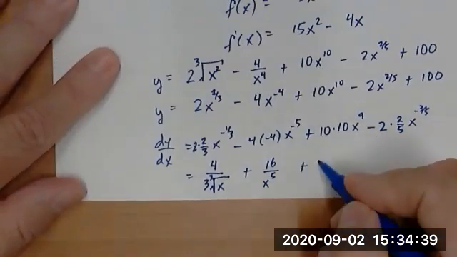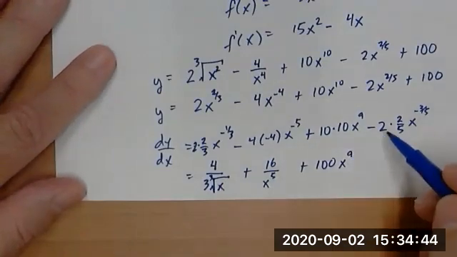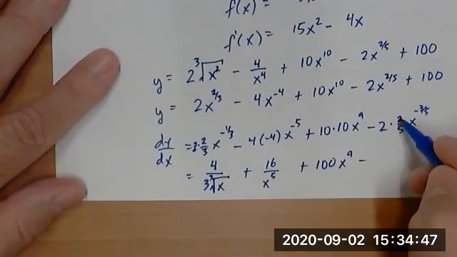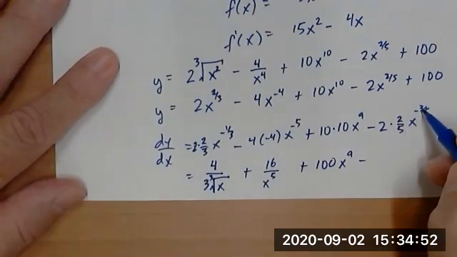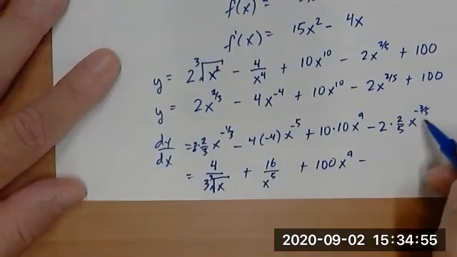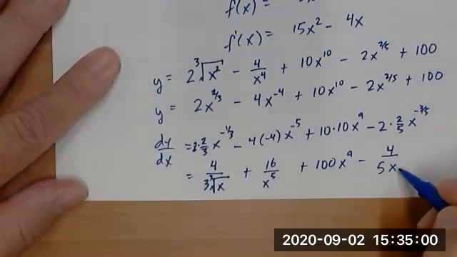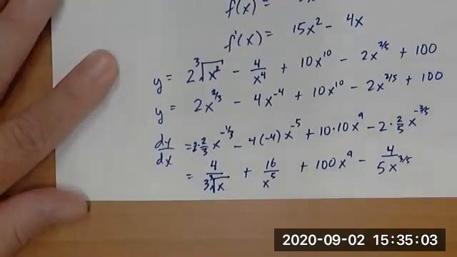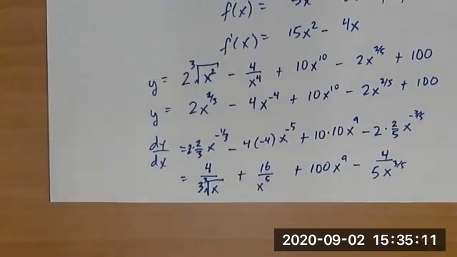10 times 10 is just 100. Here we have 2 times 2/5. 2 times 2 is 4. 4/5. Once again, this goes to the bottom. I'm not going to write that as a radical. I'll just leave it. There you go. A little messy, but we were able to do it. So, using the power rule to take derivatives, not too difficult.